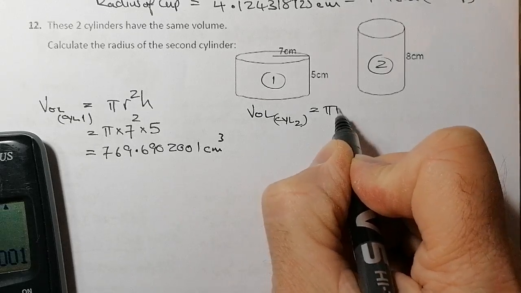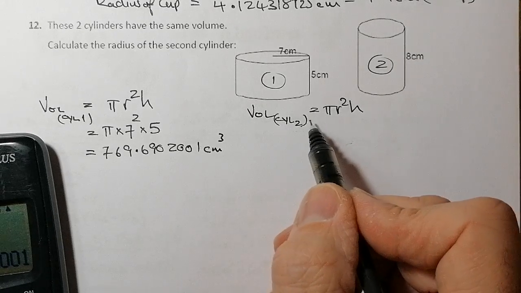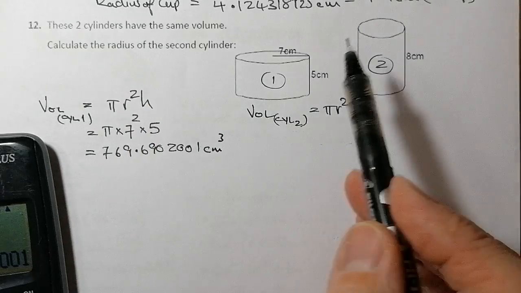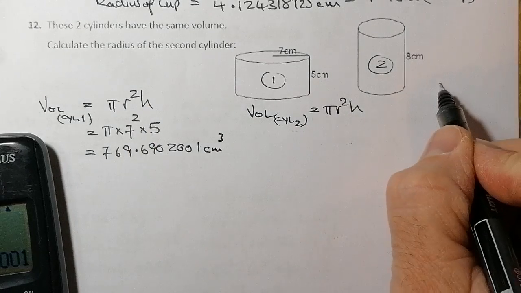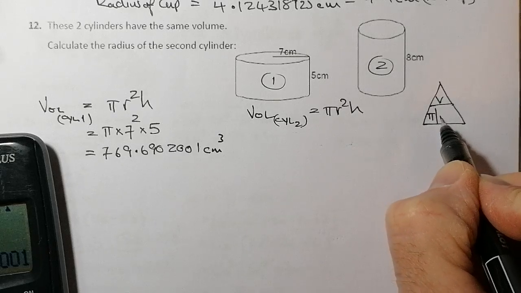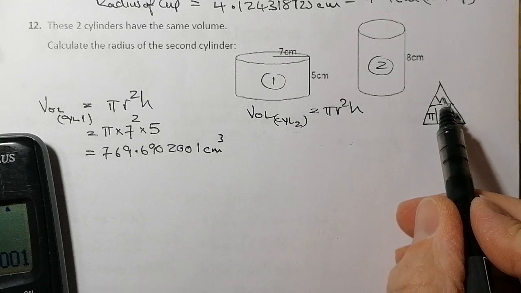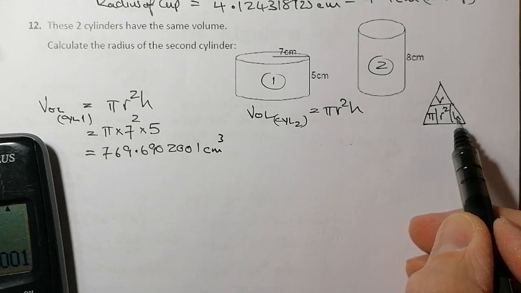Volume is going to be equal to pi r squared h. To rearrange that formula around, I could do the same thing as I did up above. Thinking about it, the volume is equal to pi r squared h. What I'd do is cover up the r, and that would be v all over pi h.